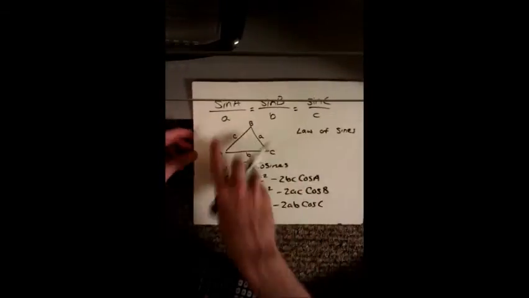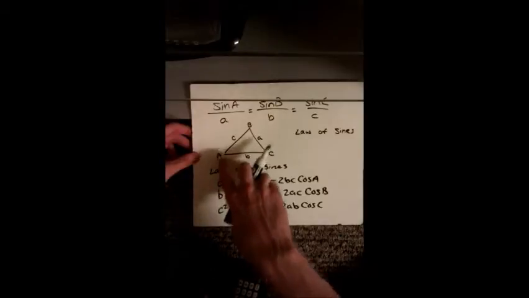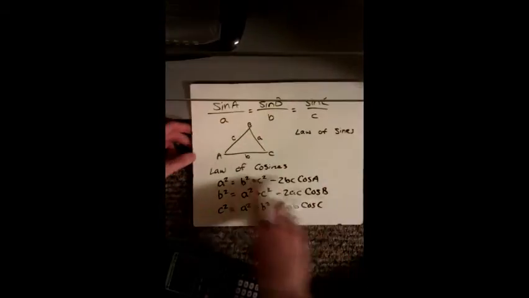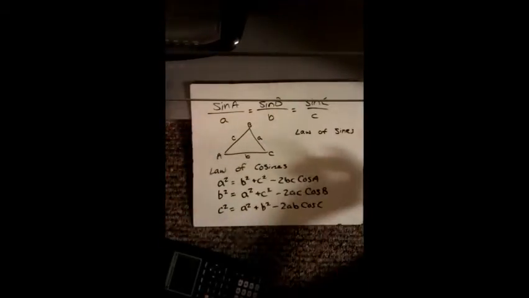So basically, I could take this same triangle here and relabel it BAC. You'd be looking at a different formula. They all say the exact same thing.